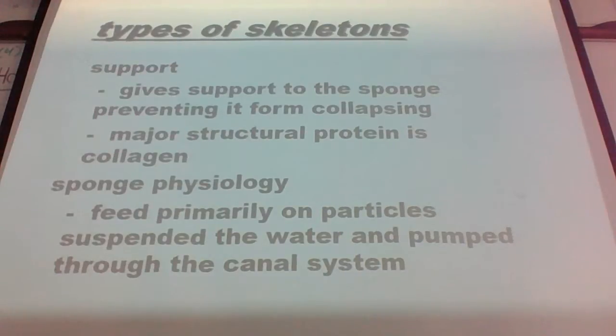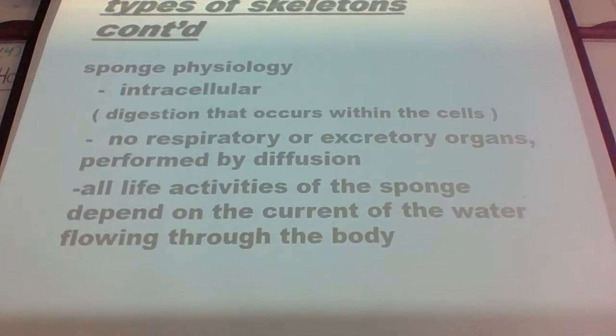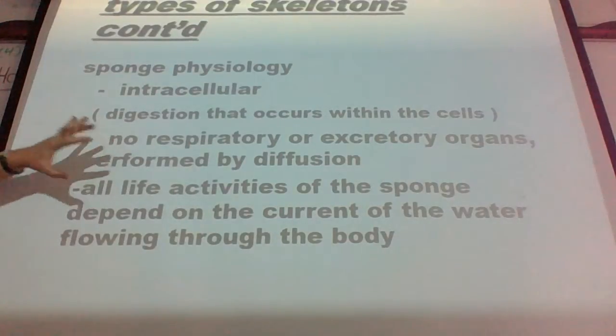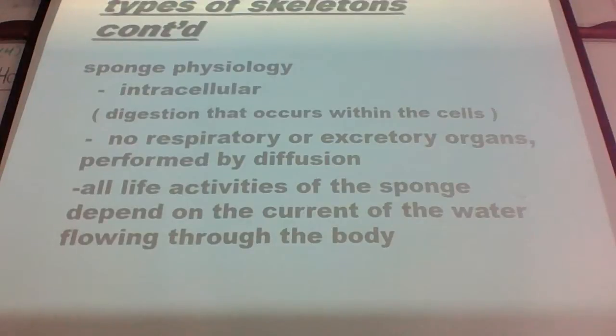So now, as we continue to proceed forward, we continue this sponge physiology. As you can see, it's all intracellular. So, to get cellular metabolism to take place, you're going to have nutrients and then oxygen. And of course, that is done by that simple process of diffusion.